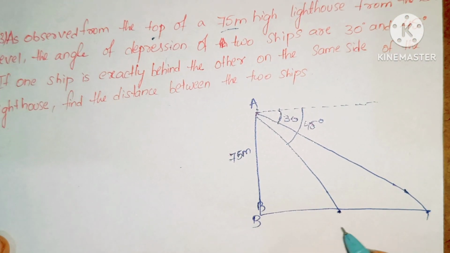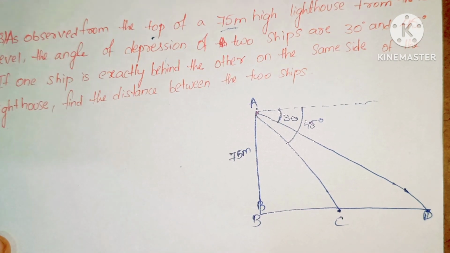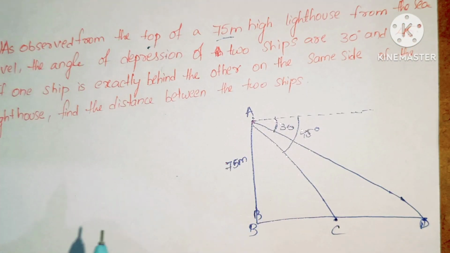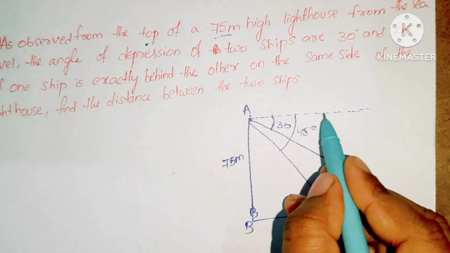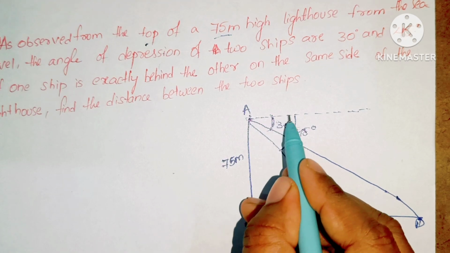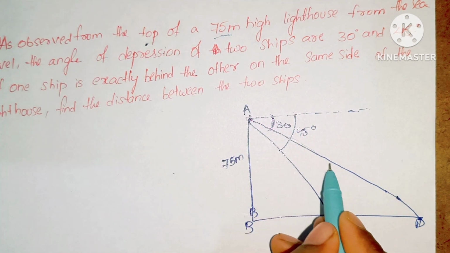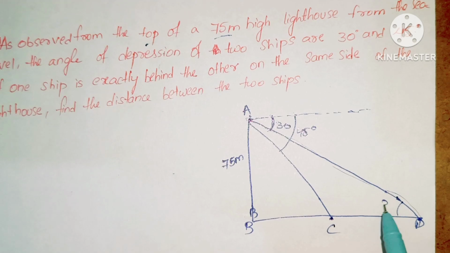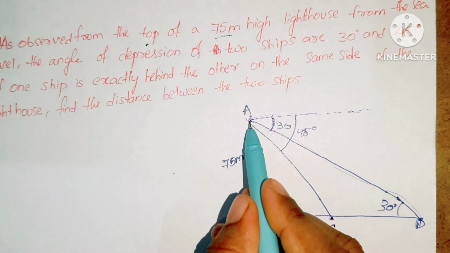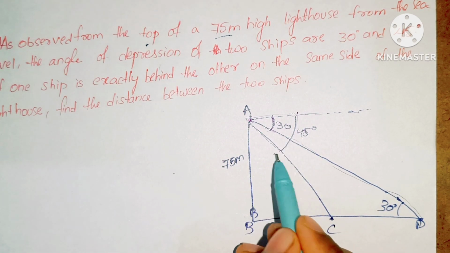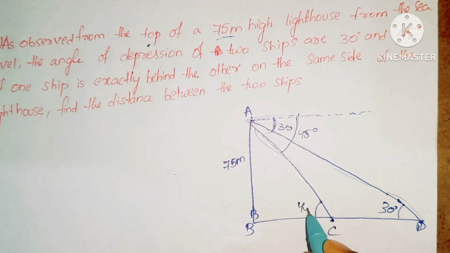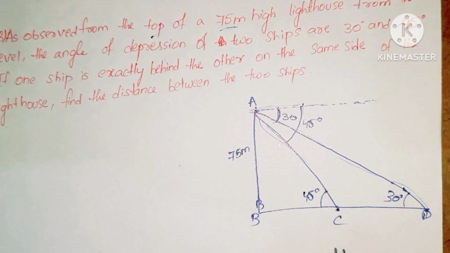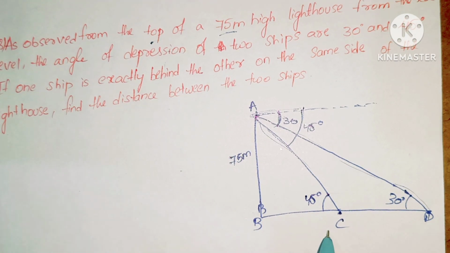So A, B, C, D I kept. Observe here, in the previous class I said that alternate interior angles are equal. So this one is 30 degrees, because alternate angles are equal. Now this angle is 45, so this angle is equal to this angle, 45 degrees. Understood? So the angle of depression you always have to find out like this.